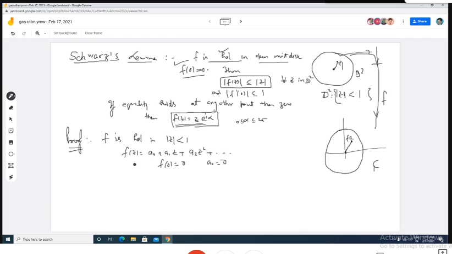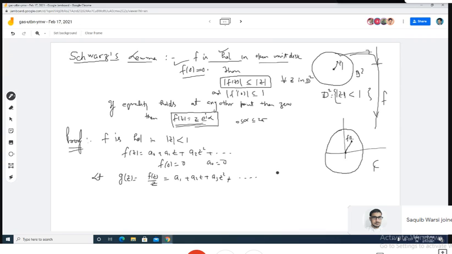Dividing by z, we construct another function. So let g be a function g(z) which is equal to f(z) upon z. This is equal to f(z) upon z, that is a1 plus a2 z plus a3 z squared. So this is also an analytic function, holomorphic function, an infinite series function, right? So g(z) is also an analytic function, plus higher order terms and so on, right?